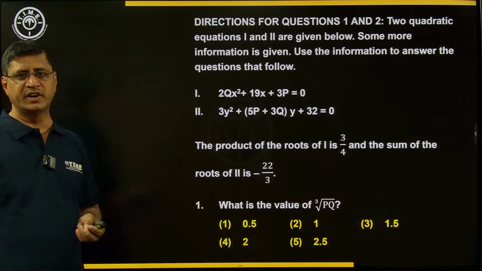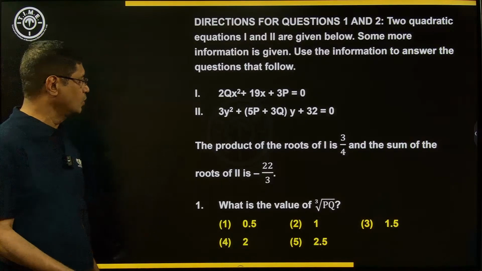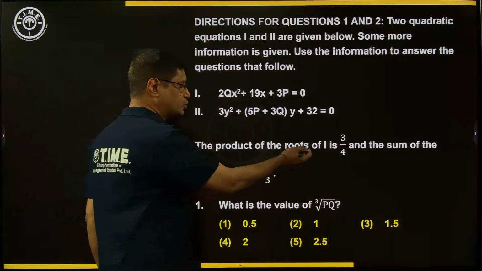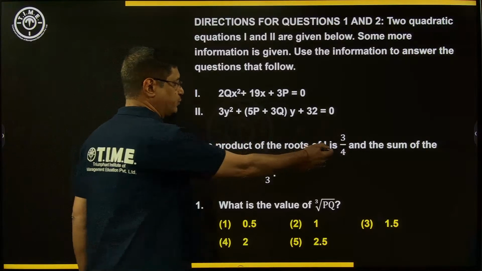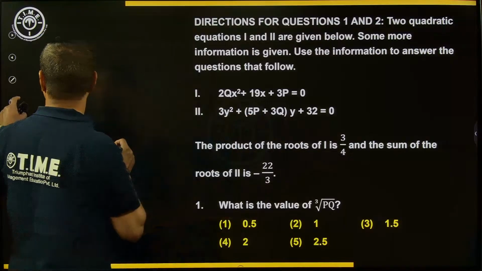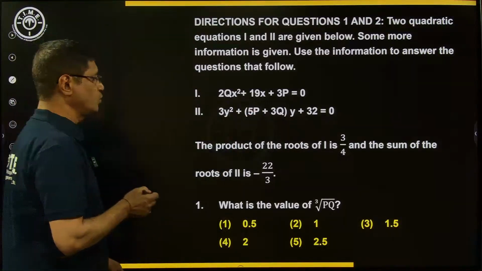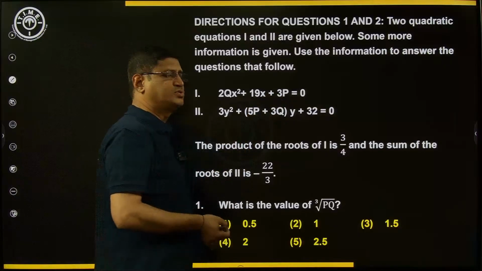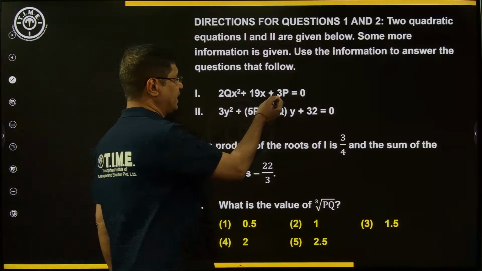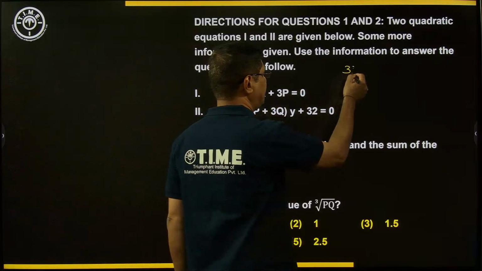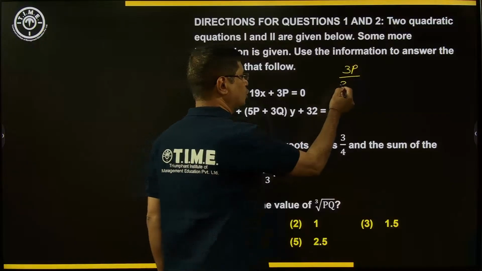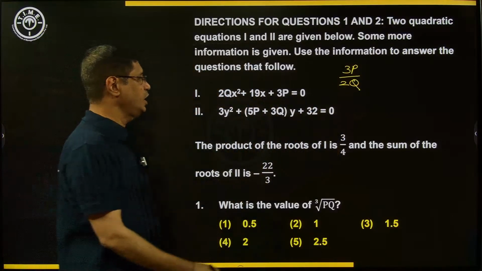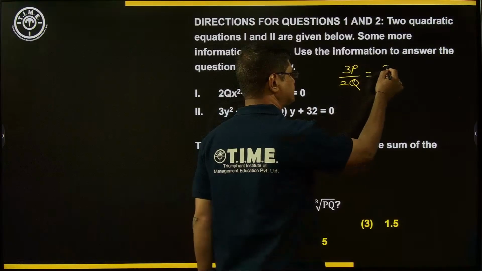So first of all, we need to find PQ. How to get PQ? By using this information. The product of the roots of the first quadratic equation is 3 by 4. Dear students, what is the formula for the product of the roots? Product of the roots is equal to C by A. C by A means 3P by 2Q, which is equal to 3 by 4.